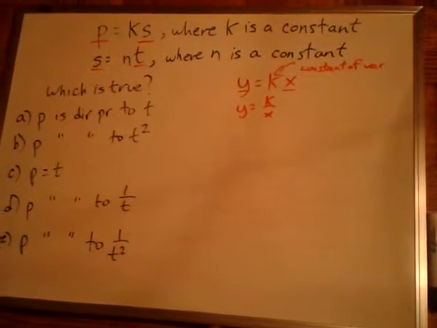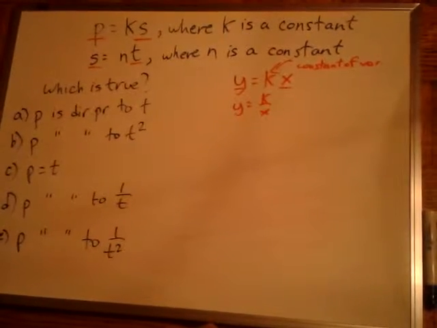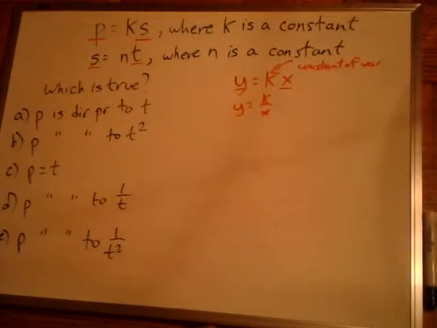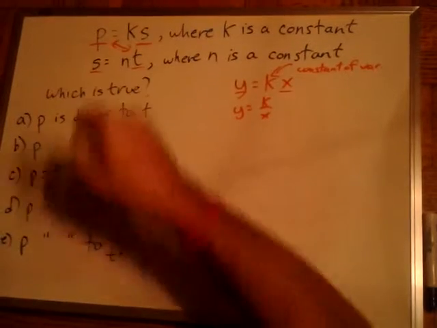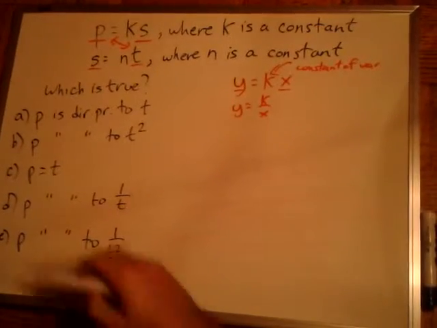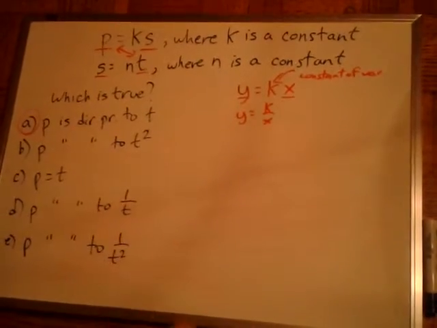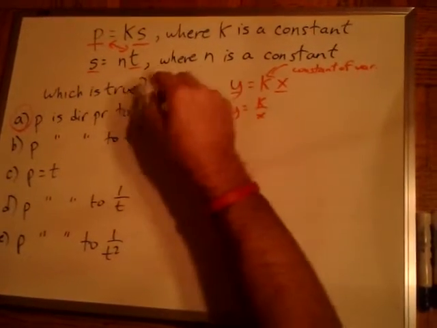So if P is directly proportional to S, and S is directly proportional to T, by the transitive property then, P and T, right, they must be directly proportional. So that would lead you to A. You're going to have to know this and then be able to figure your way out.